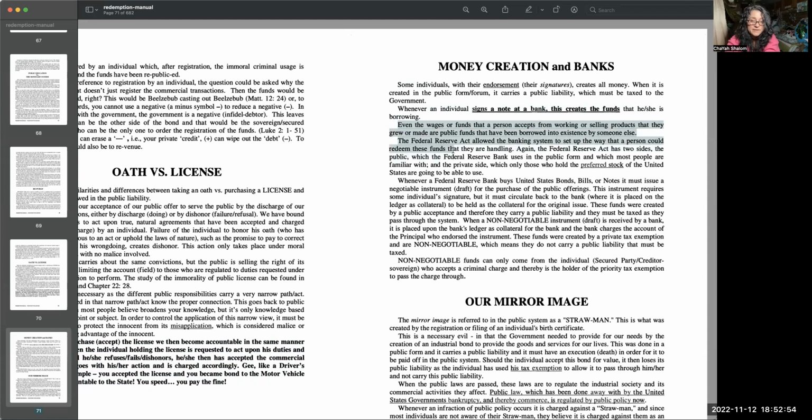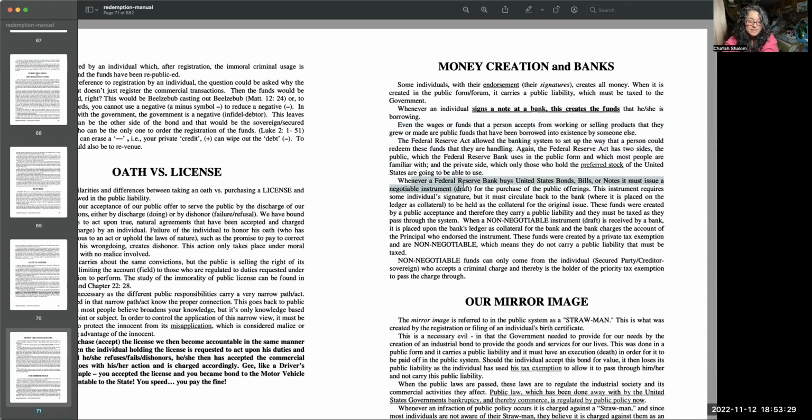The Federal Reserve Act allowed the banking system to set up the way that a person could redeem these funds that they are handling. Again, the Federal Reserve Act has two sides: the public, which the Federal Reserve Bank uses in the public form, and which most people are familiar with, and the private side, which only those who hold the preferred stock of the United States are going to be able to use.